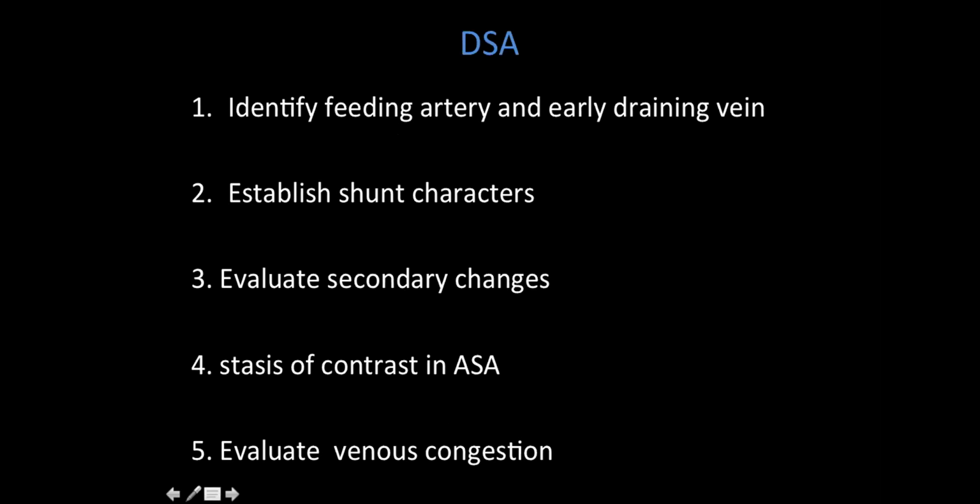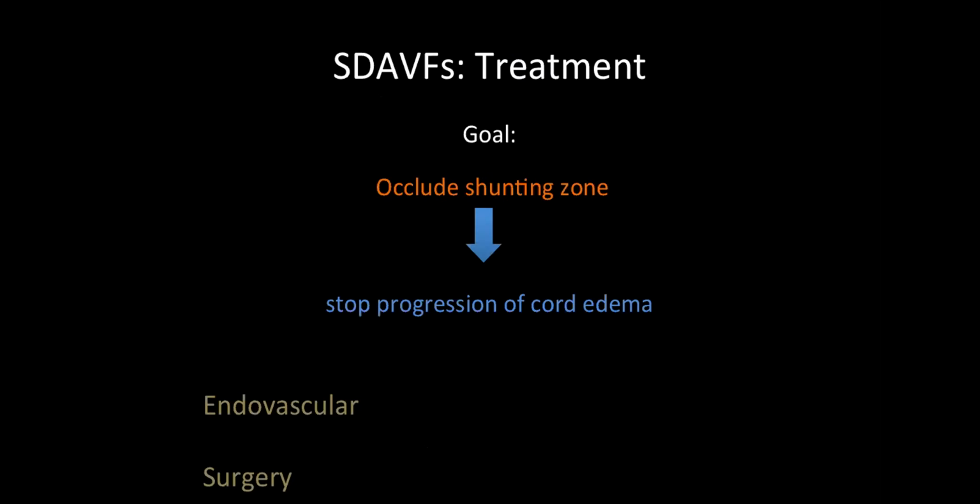So the purpose of DSA is to identify the feeding artery and early draining vein, to establish the shunt characters, evaluate secondary changes, to see if there is stasis of contrast in the ASA, and evaluate the venous congestion, how congested the spinal vein is. Now, when to treat?